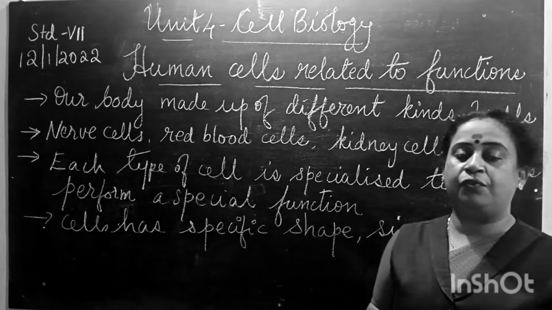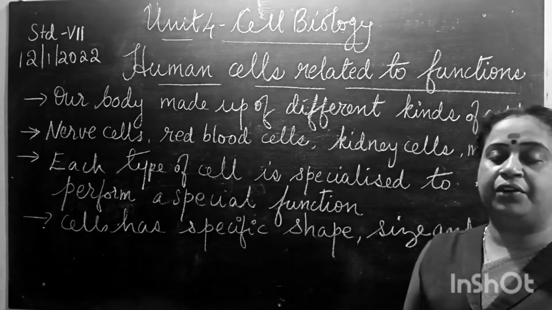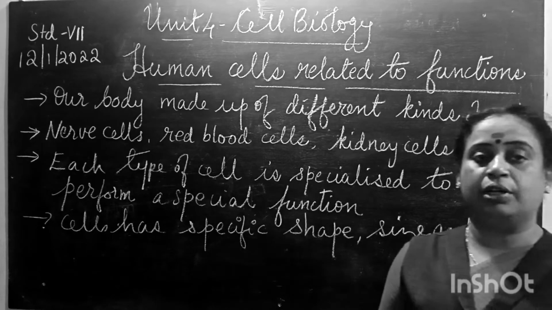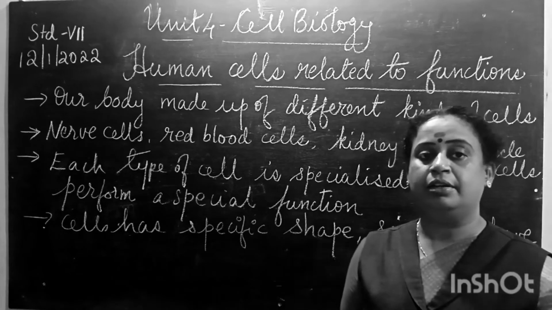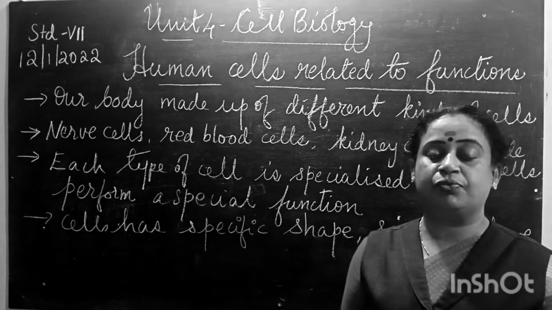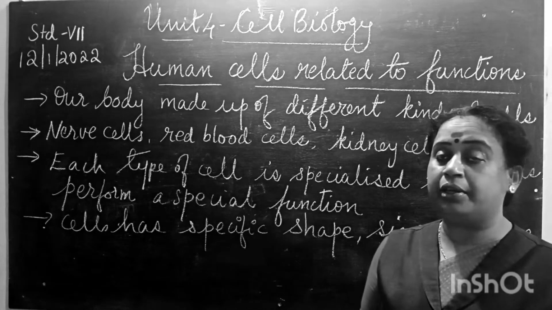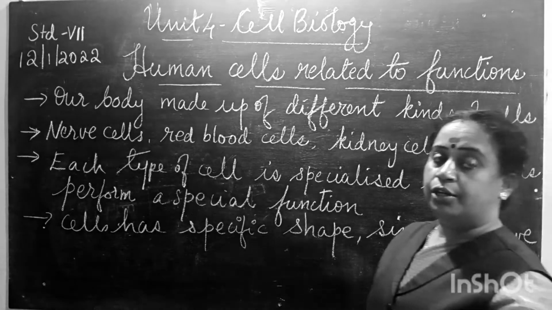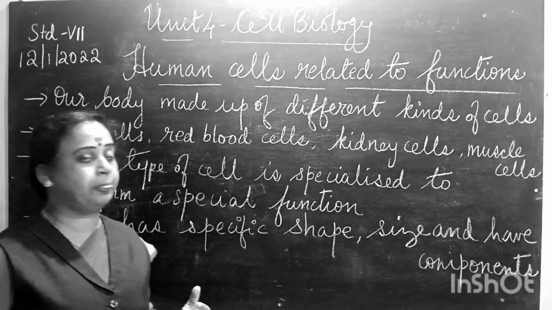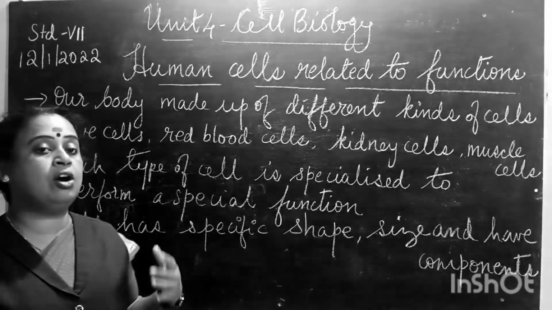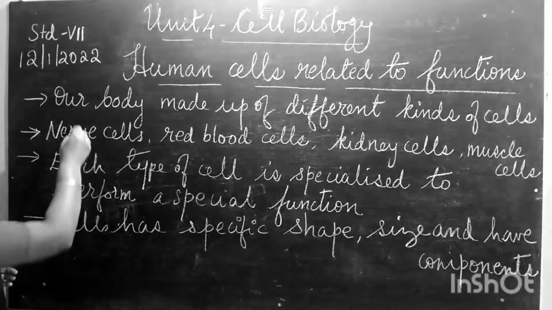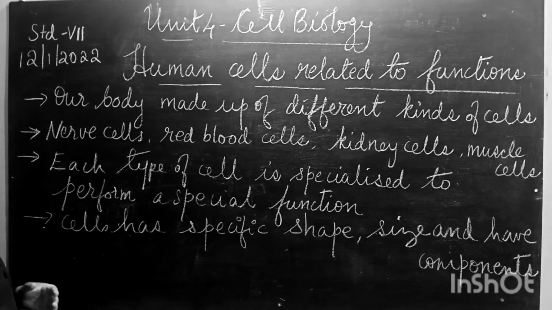So previously we studied by different videos what are cells and how an organism is derived from the cell, right? So we studied multicellular organisms, unicellular organisms, few examples. Now here we are going to study that the human body consists of different types of cells, and these cells all have specific functions. So the human body is made up of different kinds of cells.